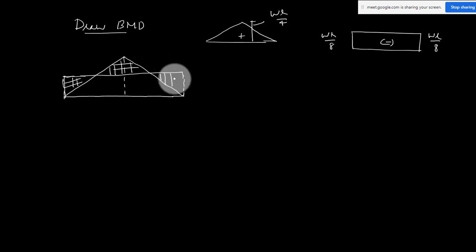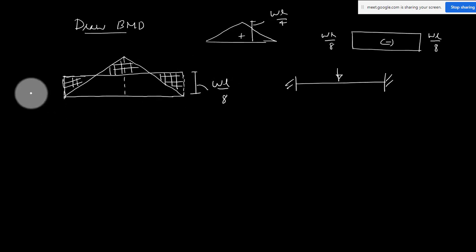So what is your moment at the fixed end? It is your fixed beam with the concentrated load. What is your moment value at the fixed end? This is WL by 8. What is your moment at the center? That is not WL by 4, because this part is getting cancelled. Only this is your peak value at the center.